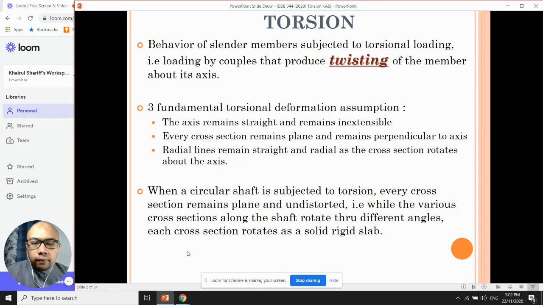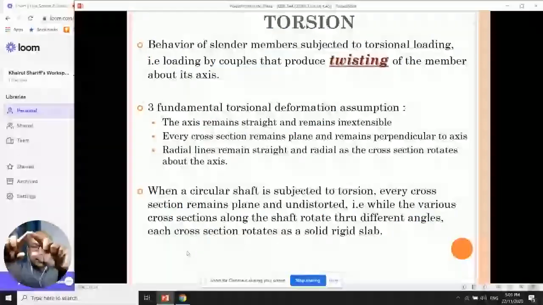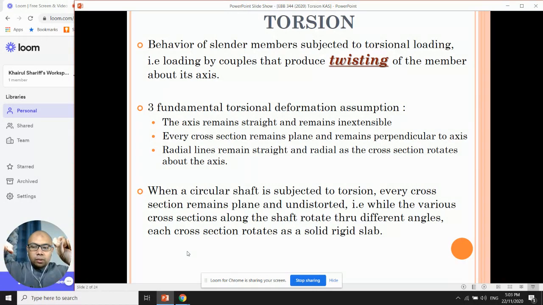Okay, three fundamental torsion deformations. Number one is that the axis remains straight and inextensible. Meaning that the axis, for example the x-axis, cannot be extended. You have a fixed length, and then you apply the load at the edge of the metal rod in opposite directions.